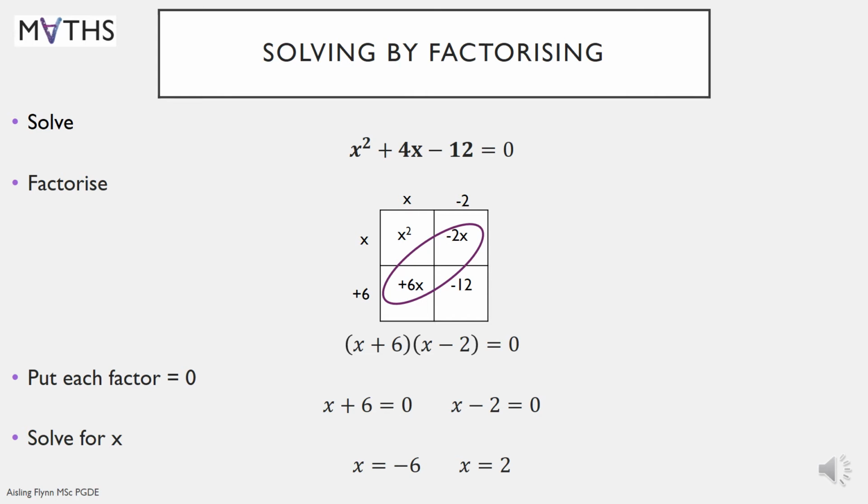If you think back to our trial and error, the two numbers that worked were 2 and minus 6. And here we have them now from factorising. Okay, and these two numbers are known as the roots of the equation. When you put them back in instead of x, you get 0 equals 0.